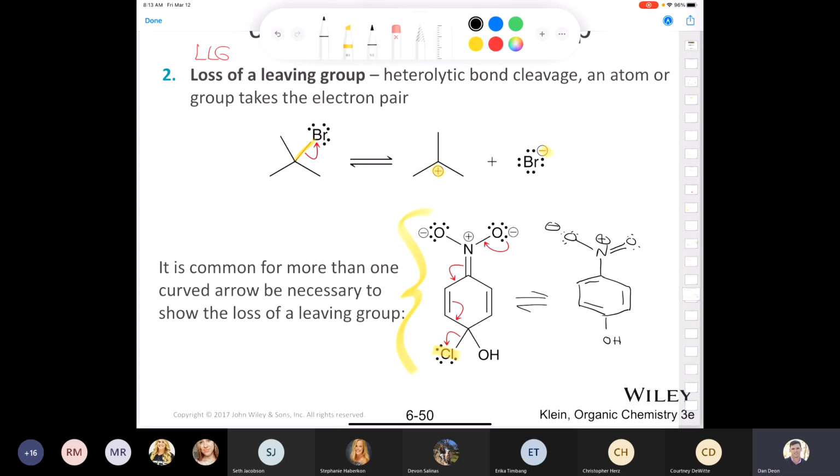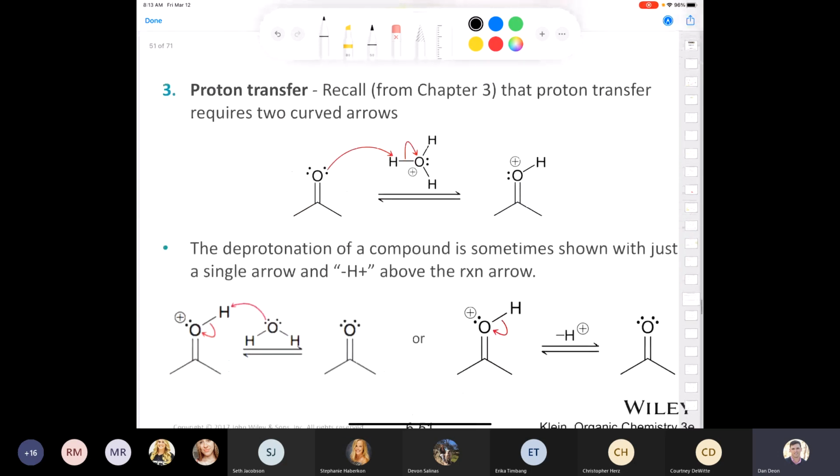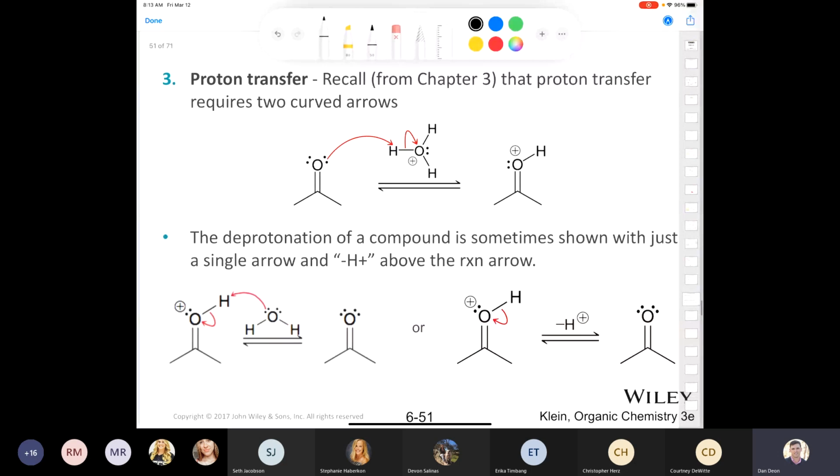I have a positive charge on my nitrogen because it's got 4 bonds and no lone pairs. And I have my chloride being lost. Okay, so you got to be able to be accurate at keeping track of the electrons, but this is a loss of a leaving group. Okay, and again, we're going to talk more about what leaving groups are, or what a good leaving group is.